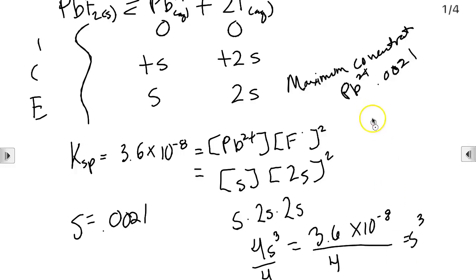And for fluoride, it is 0.0042. The reason I know it's molarity is because all these were brackets. And so that S is moles per liter, and all these things in brackets are molarity or moles per liter.